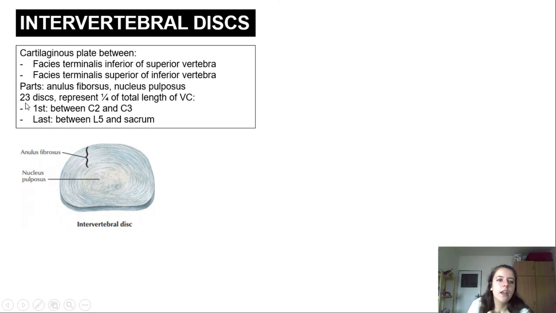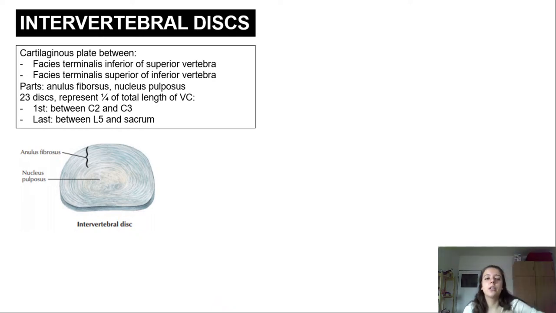How many discs? There are 23 discs. These 23 discs represent 1/4 of the total length of the vertebral column. So that is, three-fourths are osseous, they represent the osseous part of the vertebral column, and 1/4 is the intervertebral discs.